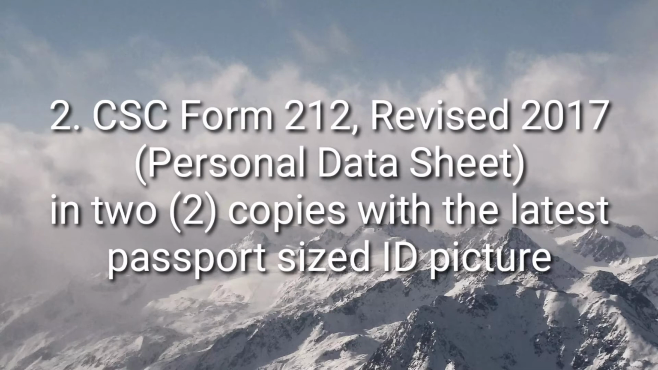Number 2. CSC Form 212 Revised 2017, or that's what we call as the personal data sheet. You must prepare 2 copies with the latest passport-sized ID picture. You have to remember that at the bottom of the last page of the personal data sheet, you need to have it notarized by a notary public or a lawyer.